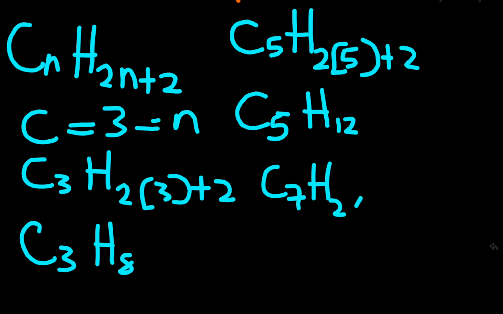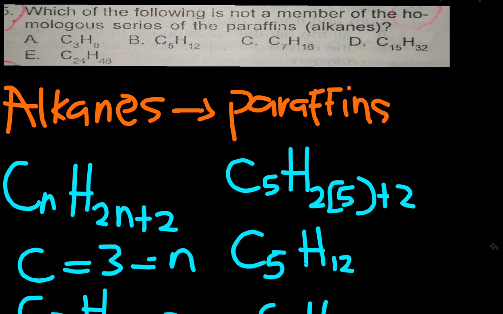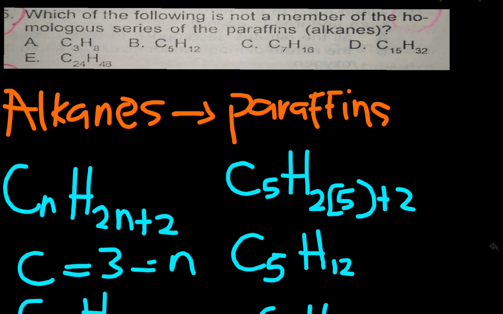C7H2 times 7 plus 2. C7, 2 times 7 is 14. 14, 15, 16, sorry. H16, right? 14 plus 2 is 16. So option C is also correct. Now, the last ones we have here are C15 and C24. Let's see if they are both correct.